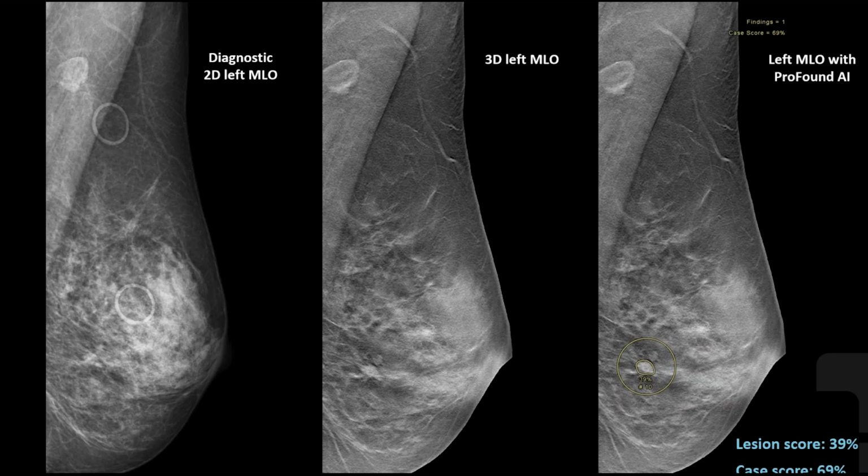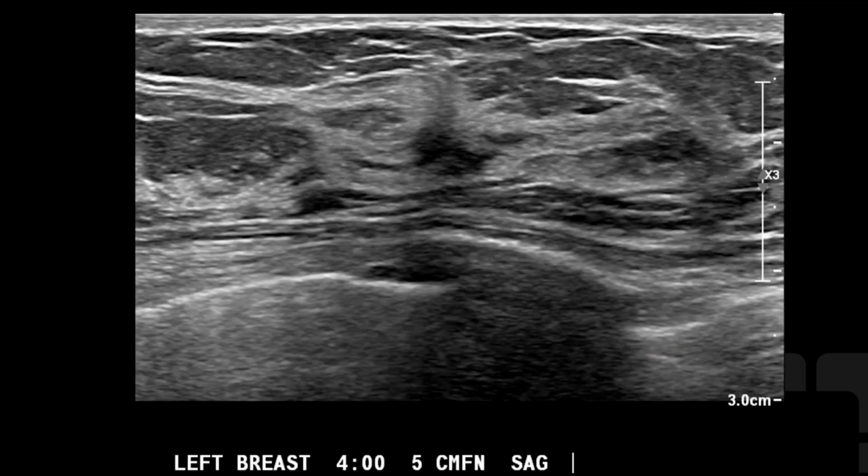Because of the level of concern and the fact that we could see it on two different views, this patient did go for a diagnostic ultrasound. Here we can see another example of a fairly subtle irregular hypoechoic mass at the 4 o'clock position. This is again a small, less than 1 centimeter irregular mass that corresponded with mammography. This patient did proceed to have an ultrasound-guided biopsy.